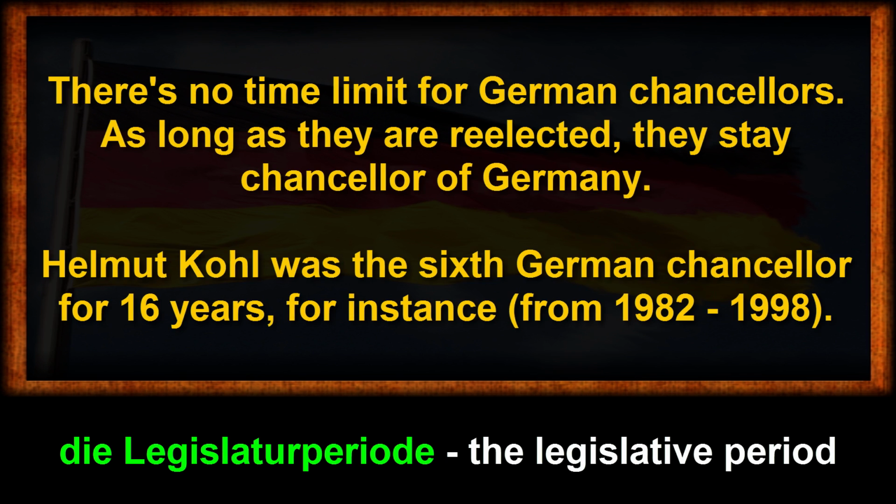And, by the way, as a difference to the US system, for instance, we don't have a time limit for chancellors to be, well, chancellors of Germany, basically. So as long as the same chancellor candidate gets voted for and wins the elections every 4 years anew, which is the standard length of a chancellorship and a legislative period, die Legislaturperiode, that person keeps being the old and the new chancellor. Take Helmut Kohl as an example of this. He was Germany's 6th chancellor from 1982 until 1998, so for 16 years that is. That is a long freaking time.